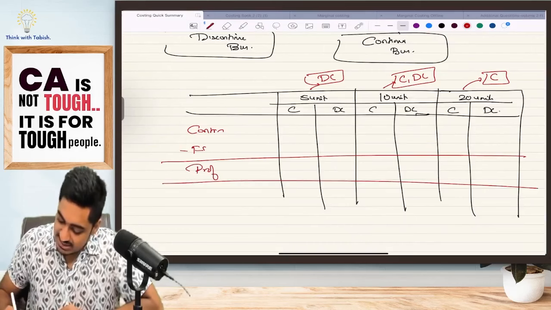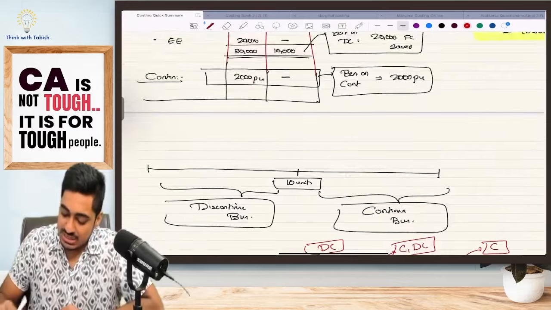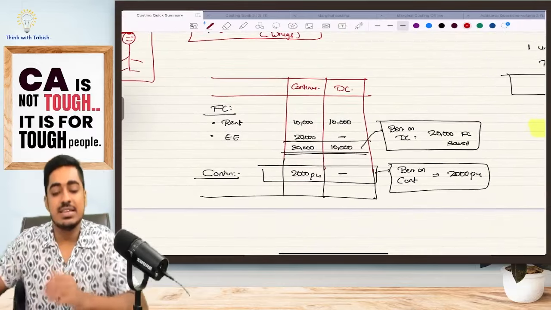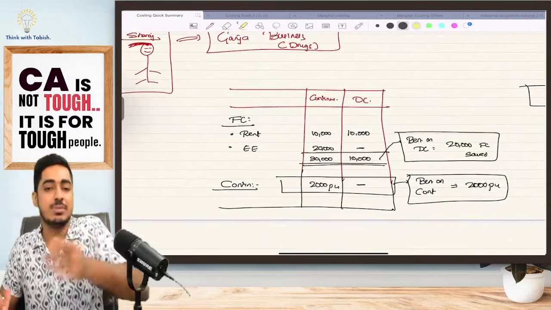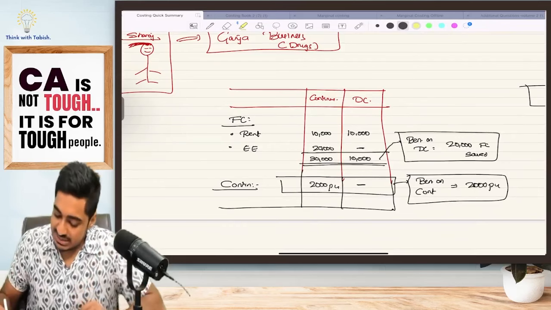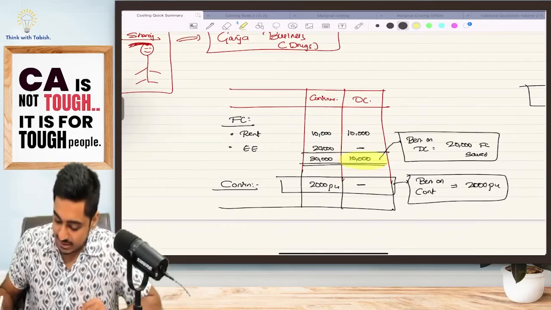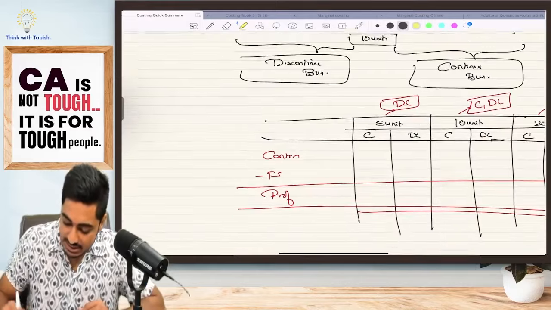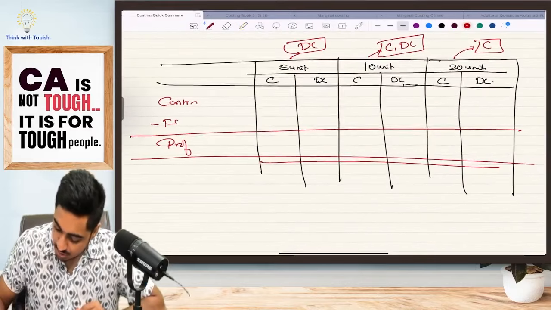Pay attention. Imagine I decide to discontinue my business. Will I be selling goods? No, sir. That means will I be earning contribution? No, sir. But still I have to pay fixed cost. How much do I have to pay? 10,000.